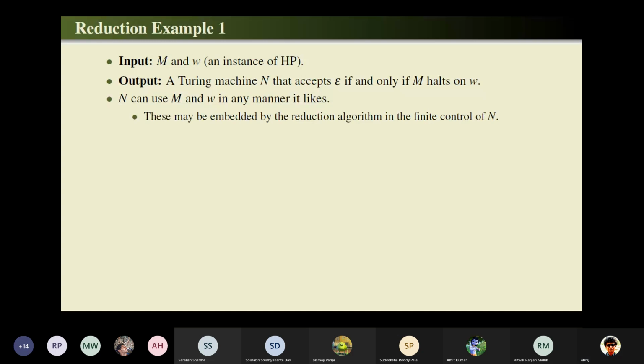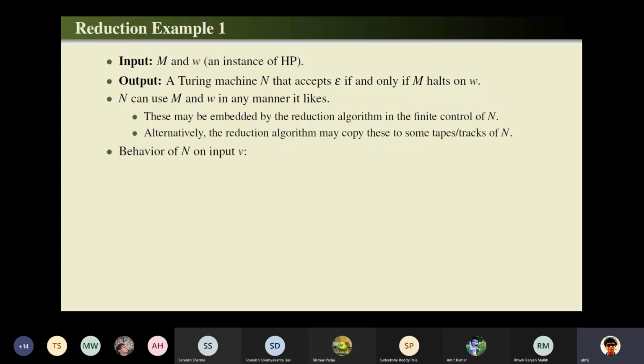Maybe these things are embedded in the finite control, which essentially means N knows all the transitions of M. Or it can write the description of M and W on a second tape, third tape, something like that. So that is another possibility. So it starts this machine N with a description of M and W on some tape or in the head.